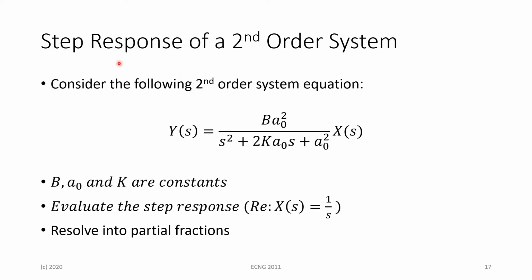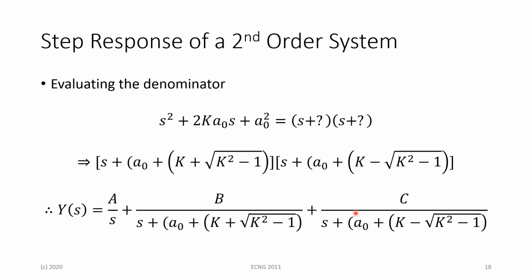If we evaluate the step response for the second order system, let's consider the following abstract second order system here. Basically, we say b, a naught, and k are constants. We evaluate the step response knowing that X of s is going to be 1 divided by s. When we evaluate the denominator here in abstract math, when we do the quadratic equation, we get the roots being a naught plus k plus root of k squared minus 1, and then a naught plus k minus the root of k squared minus 1 accordingly. And then we can partial fraction that accordingly.